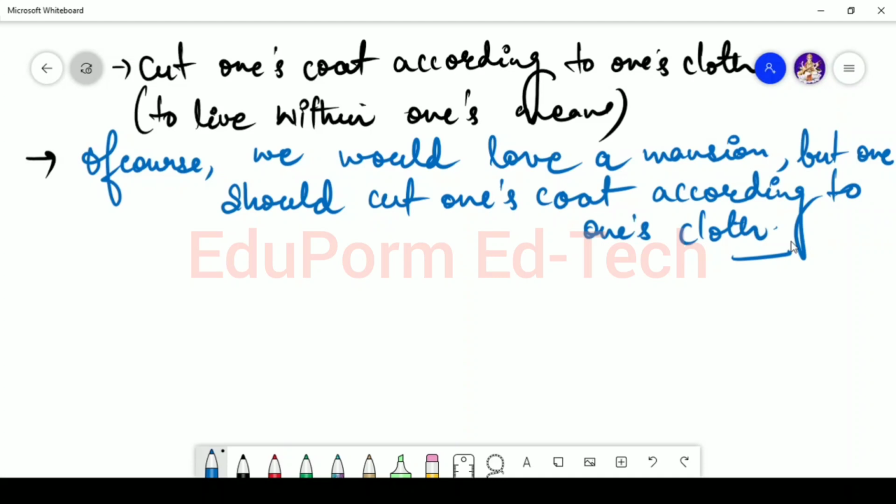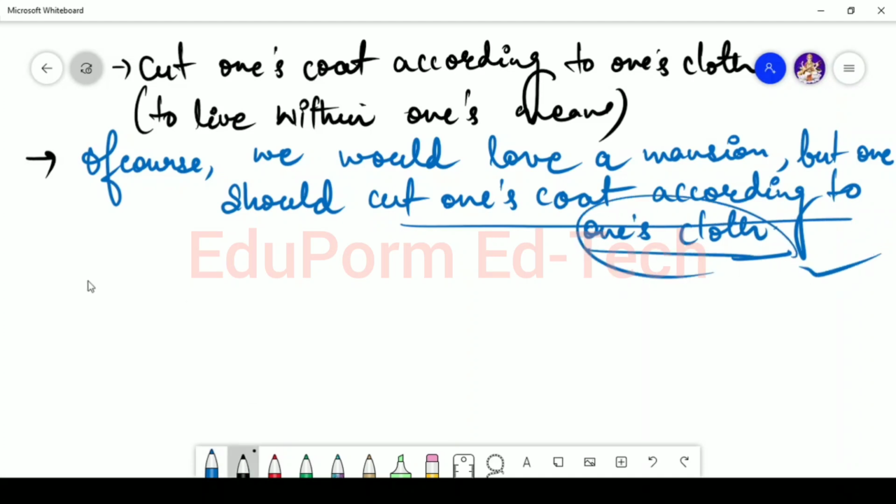That means कि हमें अगर कोई बंगलो या ऐसी कोई बड़ी सी हवेली अगर मिल जाए तब तो बहुत ही बढ़िया है, किसका मन नहीं करता to have all this sophisticated things, but one should cut, means लोग को उतना ही करना चाहिए जितना वो afford कर सके, right? So one should cut one's coat according to one's cloth.